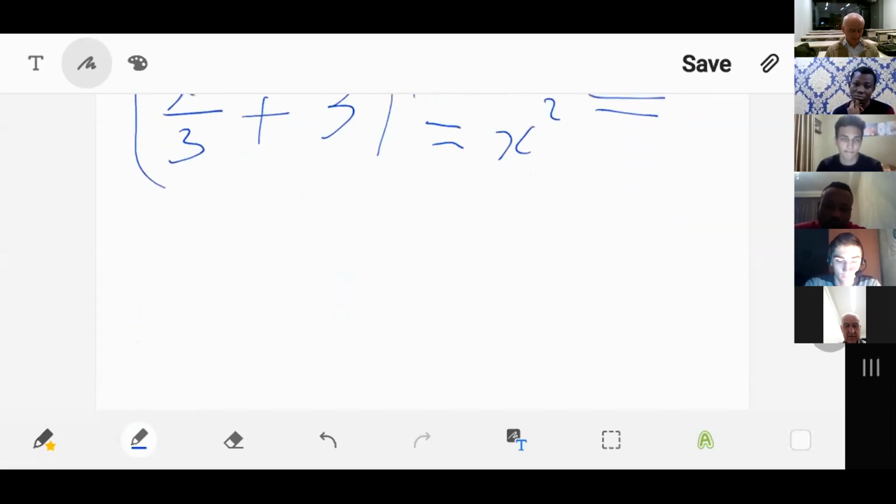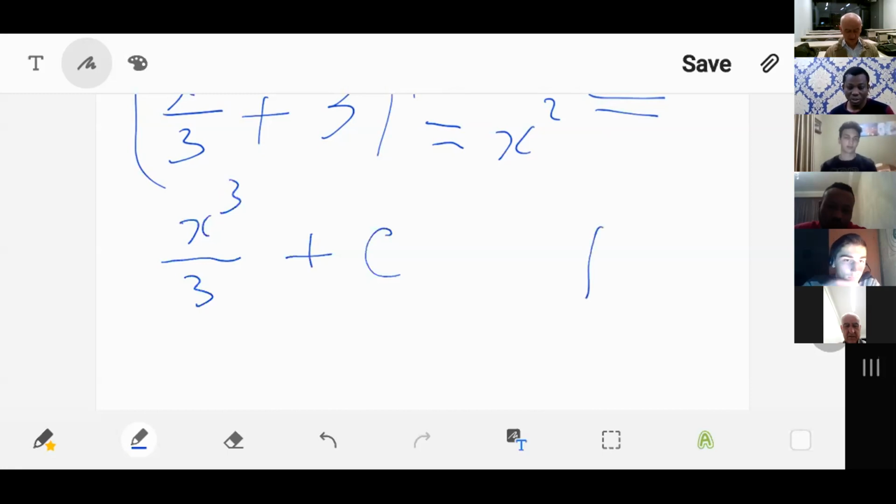Moreover, any function x cubed over 3 plus c will be an antiderivative of the function f(x) equals x squared. Do you agree? Yes. Very good.